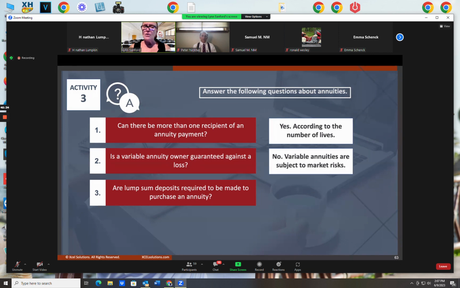Is a variable annuity owner guaranteed against loss? There is no guarantee in variable products, folks. They're tied to stock market performance, the ups and downs of it. So there's no guarantee in a variable product. Variable annuities are subject to market risk, so no, there's no guarantee in a variable annuity.